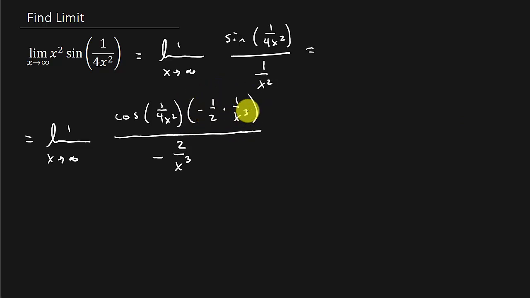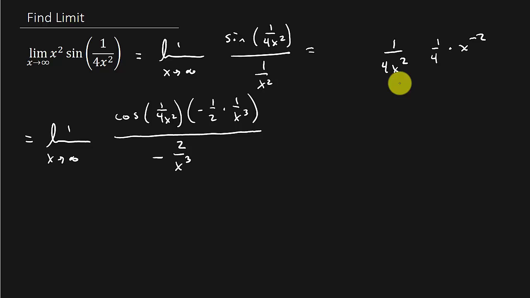I did this on purpose because notice how I did 1 over 4x squared, and I rewrote that as 1/4 times x to the negative 2. And what did I do? I did negative 2 times 1/4. That's fine if you do that. Nothing wrong with it at all.